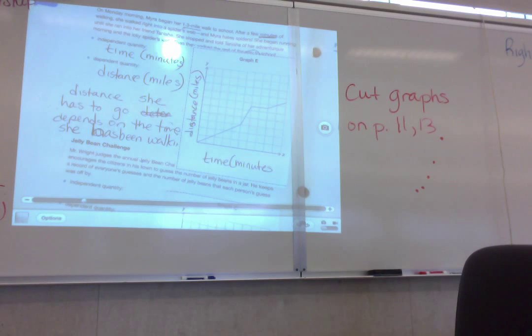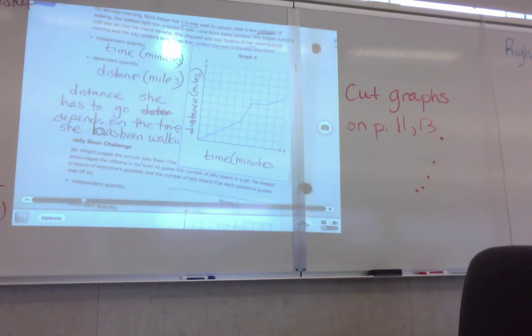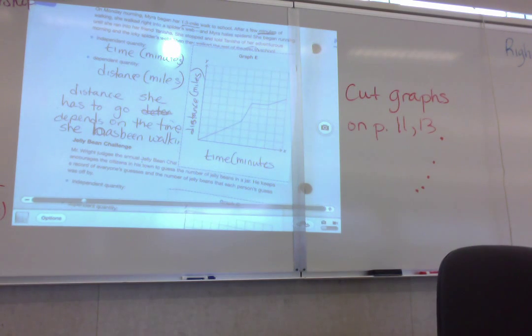Jelly Bean Challenge. Mr. Wright judged the annual Jelly Bean Challenge at the Summer Fair. Each year, he encourages the citizens of his town to guess the number of jelly beans in a jar. He keeps a record of everyone's guesses and the number of jelly beans that each person's guess was off by.